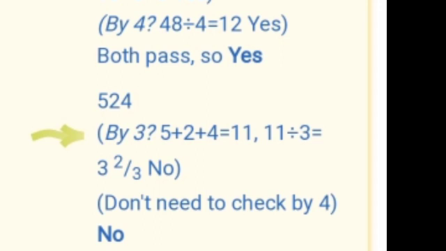Next, if we take the example of the number 524, 5 plus 2 plus 4 is 11, and 11 is not divisible by 3. So the number is not divisible by 3. In this case, there is no necessity of checking the divisibility of that number by 4, because for divisibility by 12, the number should be divisible by both 3 and 4. So here the number 524 is not divisible by 12.